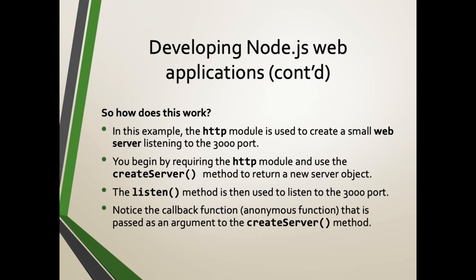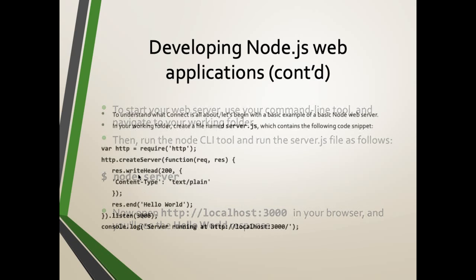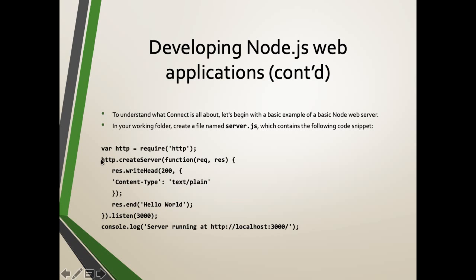The listen method is used to listen to port 3000, and there is a callback on createServer. So as you can see right here, you have http.createServer, and then it passes it a function. What that function does is when createServer is done running, it will actually execute that function. So instead of doing an event, in this case, you just pass it what is called a callback that will execute code when it is done.